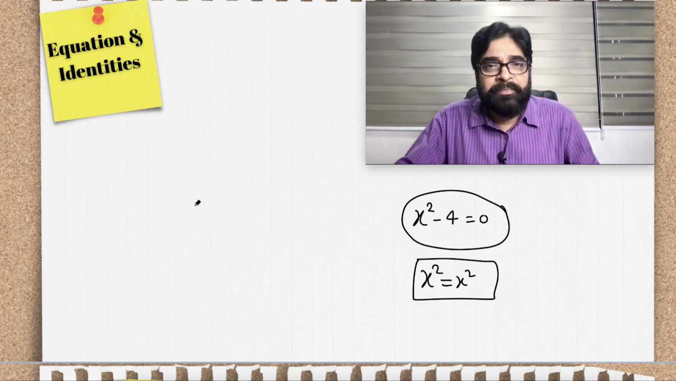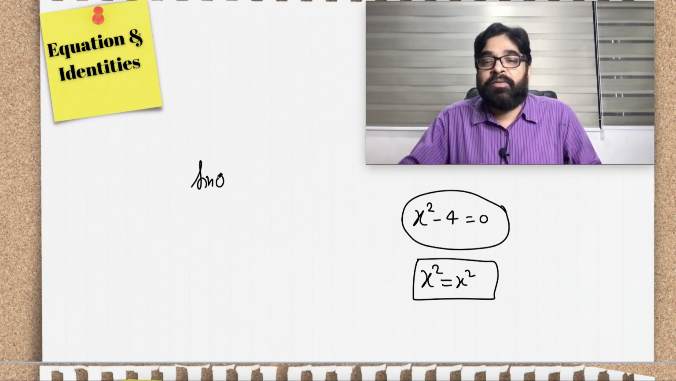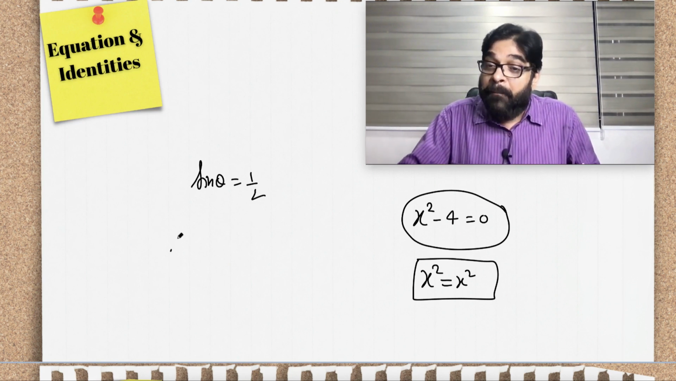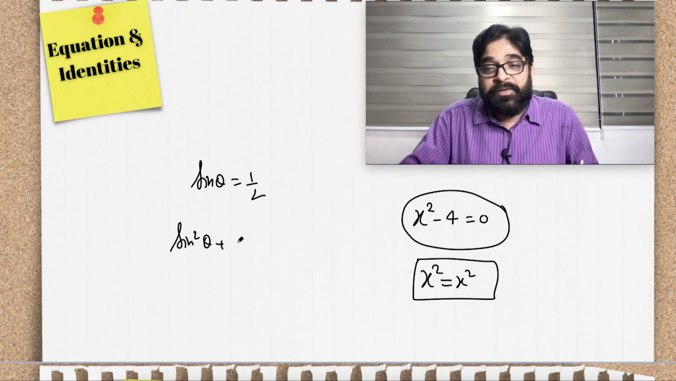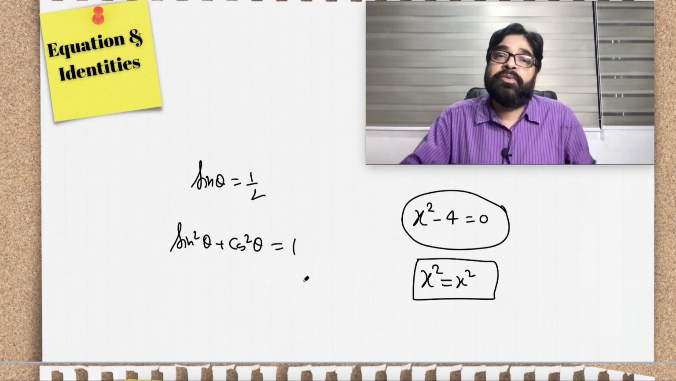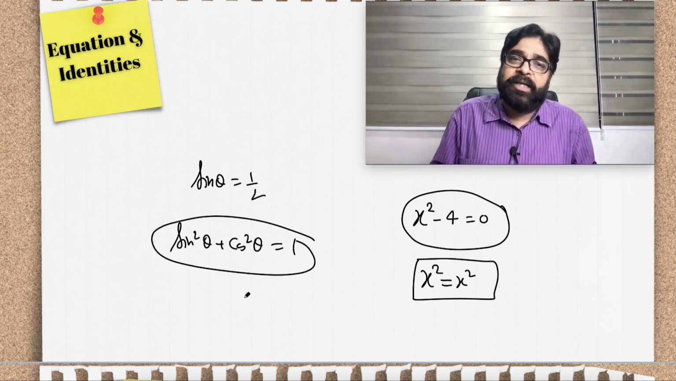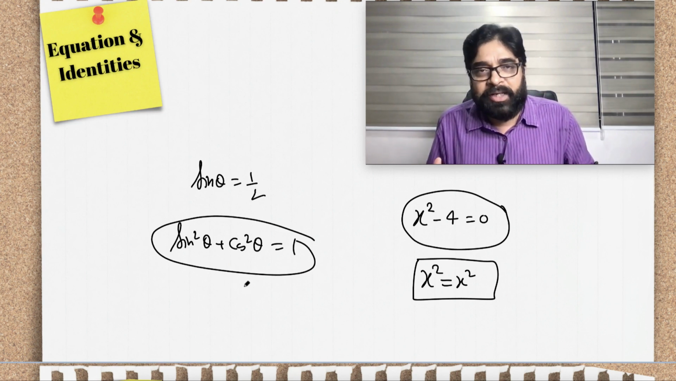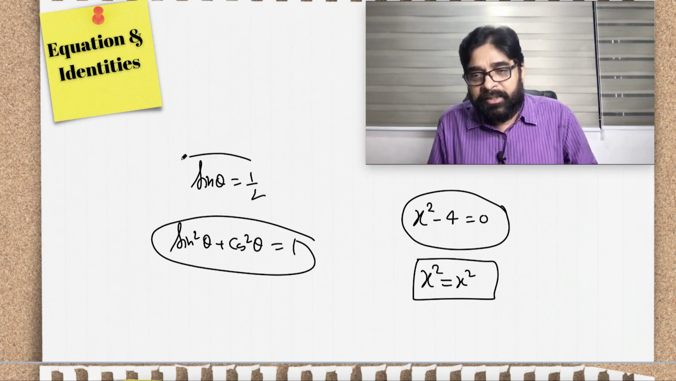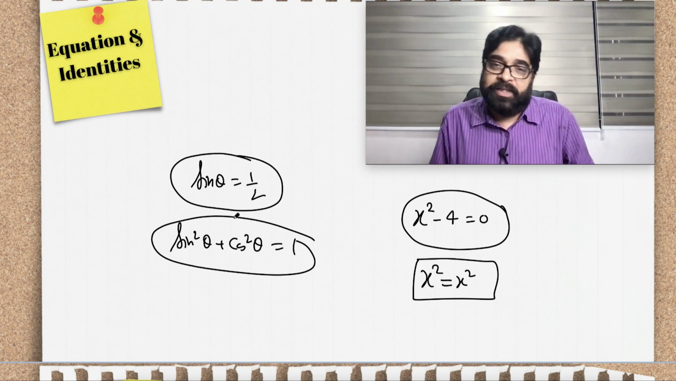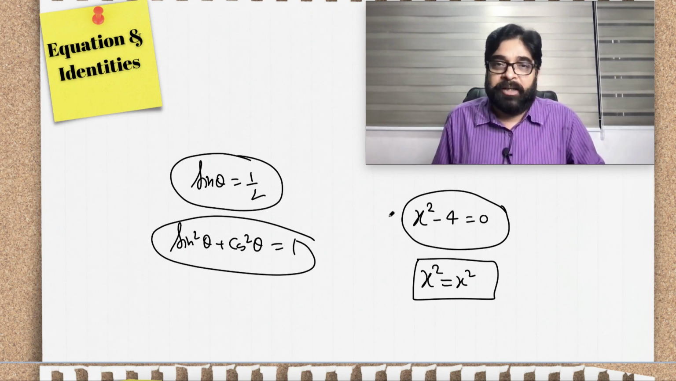Maybe you have heard it, no? Like when I say sine theta equal to 1 by 2, this is true for certain values of theta. But this equation, if you see, is always true. Whatever theta you put, it's always true. So this is the identity. Since trigonometry is involved, we call it a trigonometric identity. And this is an equation only. Since trigonometry is involved, we say trigonometric equation. I hope it's clear, right?